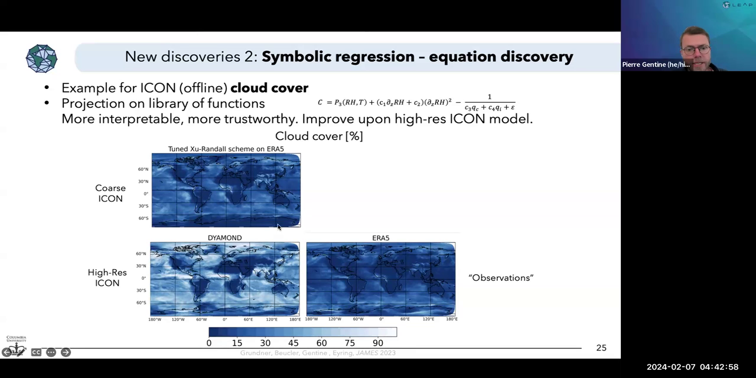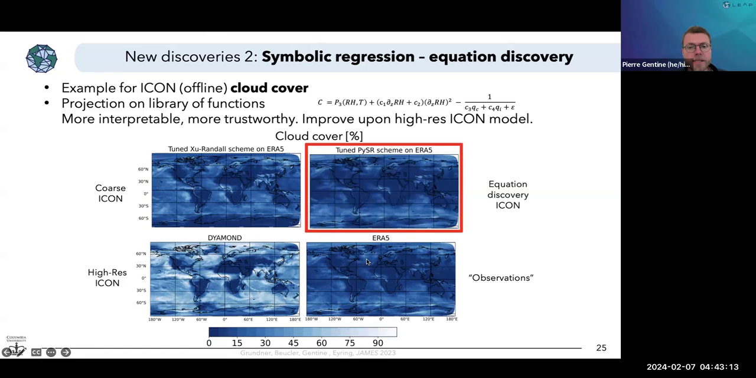What we did is we trained symbolic regression, an equation discovery, on the high resolution simulations, and we discovered that equation here to represent cloud cover. Then we fine-tuned that on the observations, and we could get something very similar to the observations, but that's also highly interpretable and pretty easy to plug into a climate model. So we are very happy with that, and it's something we can interpret in terms of the physics.